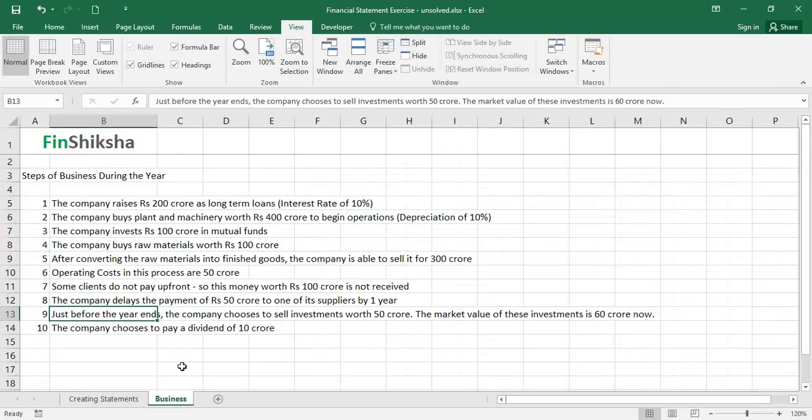Then just before the year ends, the company chooses to sell investments worth 50 crore. And the market value of these is 60 crore.